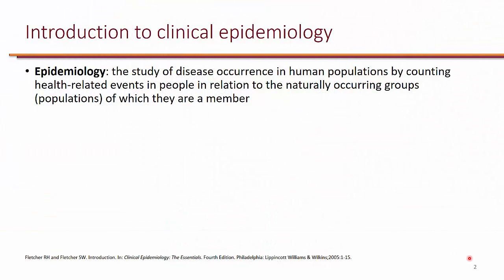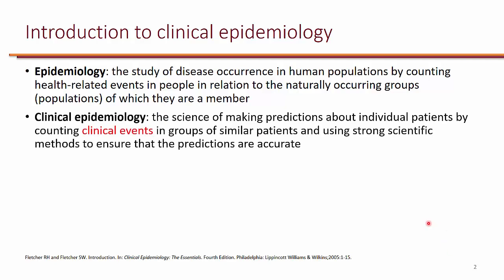Okay, so let's talk about epidemiology in general. Epidemiology is basically the science of counting health-related events in people in relation to population. And there's also the concept of clinical epidemiology, in which the events that they actually count are the clinical events. So things like mortality, morbidity, hospitalization, and other clinical events.